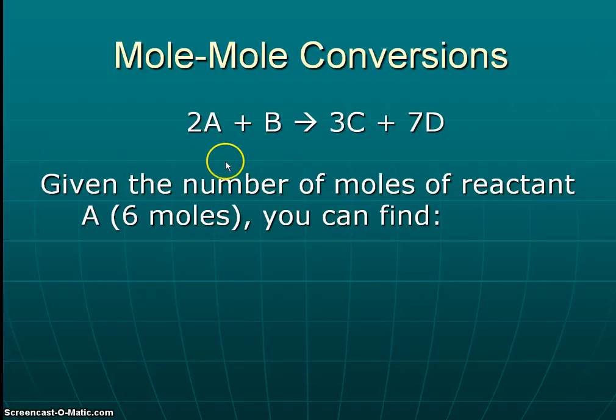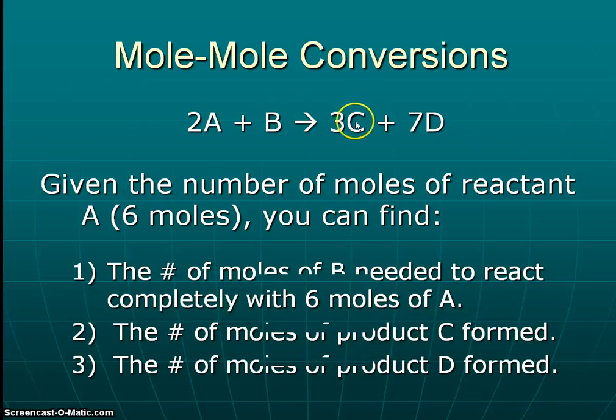So here's what this means. If you have this reaction, and let's say that I give you 6 moles of A, from this amount you can actually calculate the moles of B, the moles of C, and the moles of D. You can go to any other thing in the reaction. So you can calculate the moles of B needed to react completely. You can also calculate the moles of product C formed and the moles of product D formed.